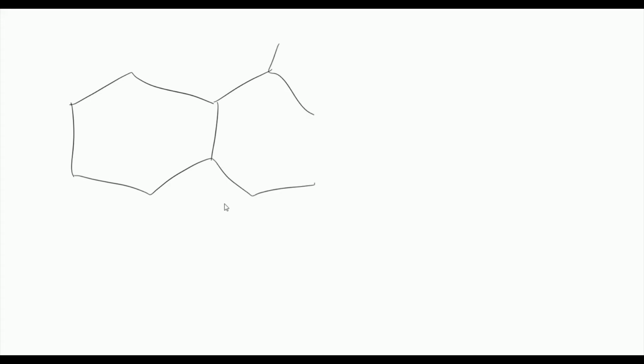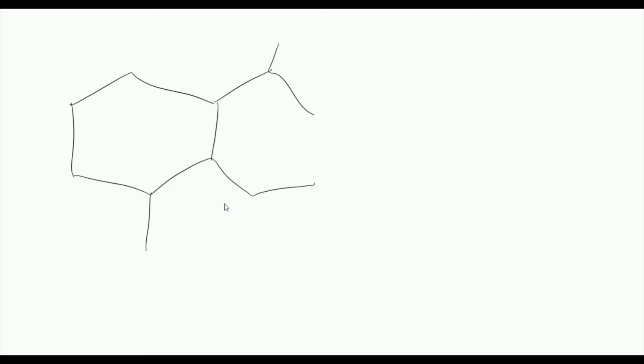So, what if you have multiple things on a ring? Let's go ahead and draw a nice cyclohexane. Here, we have a side chain, and another side chain, and another side chain.